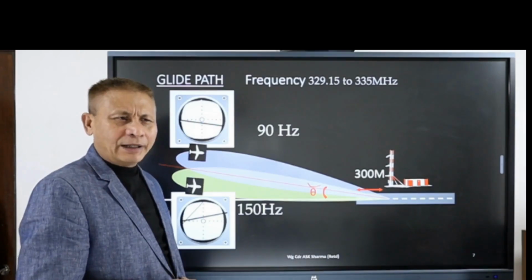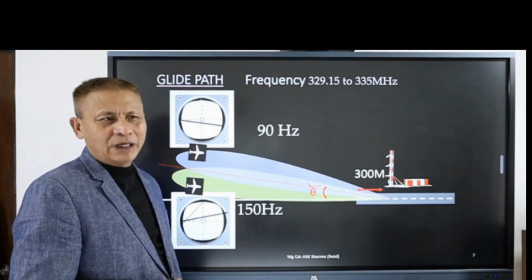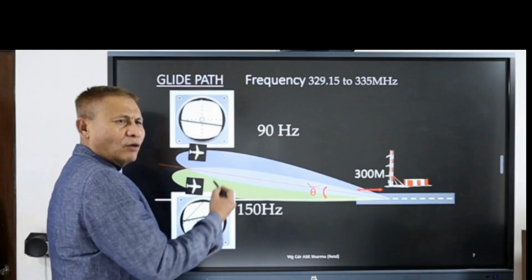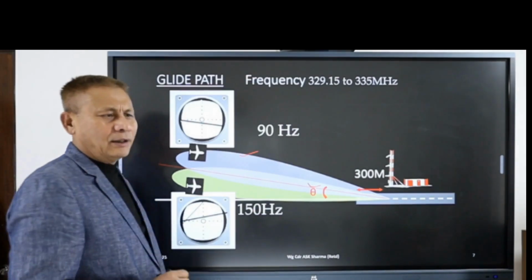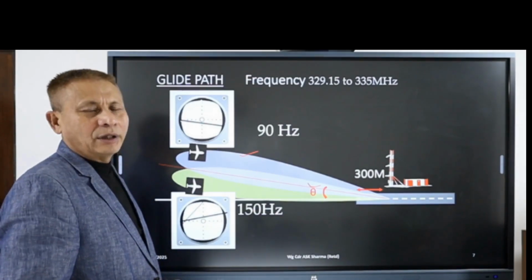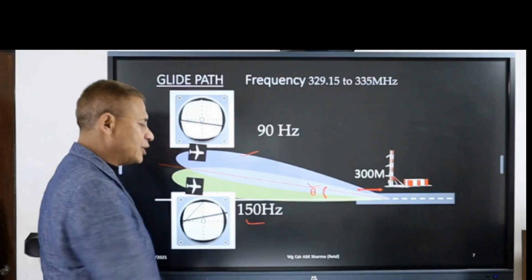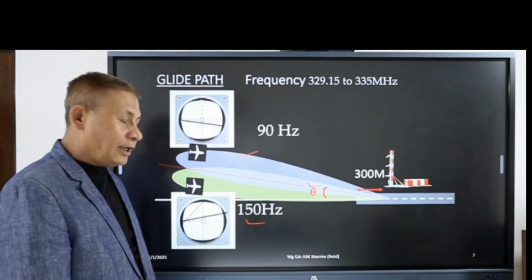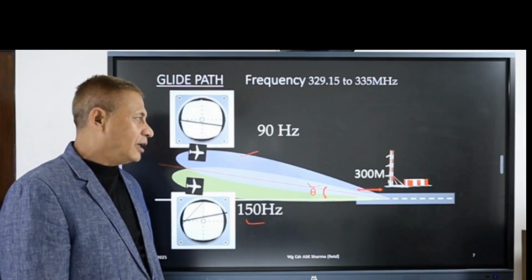The glide path antenna transmits two overlapping lobes once again. The lobe which is above the glide path is modulated with 90 Hz, whereas the lobe which is below the glide path is modulated with 150 Hz.